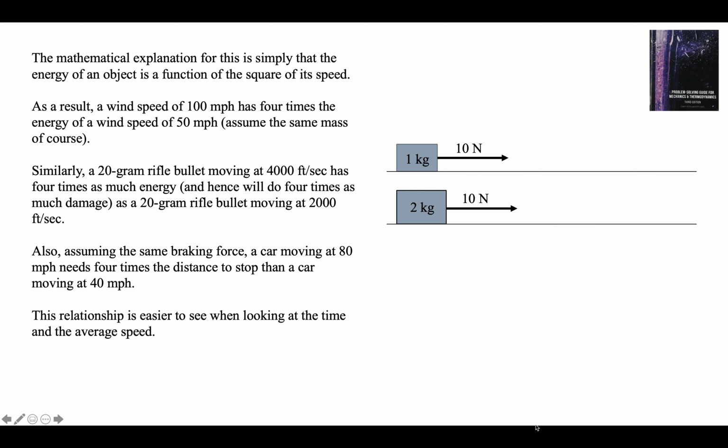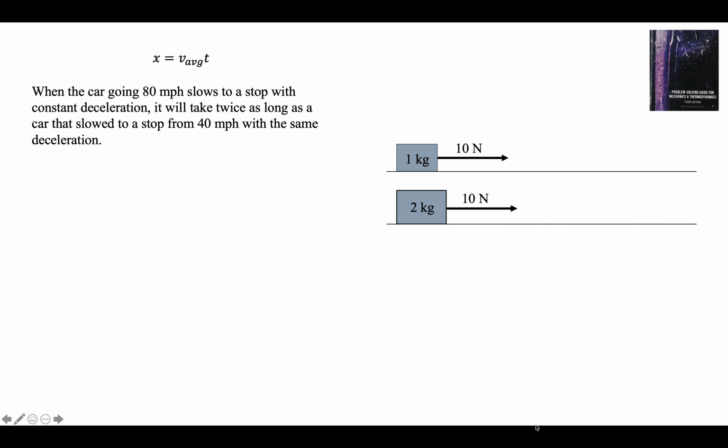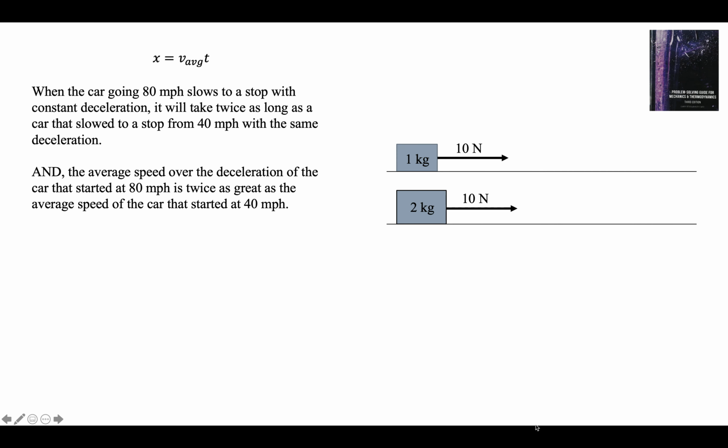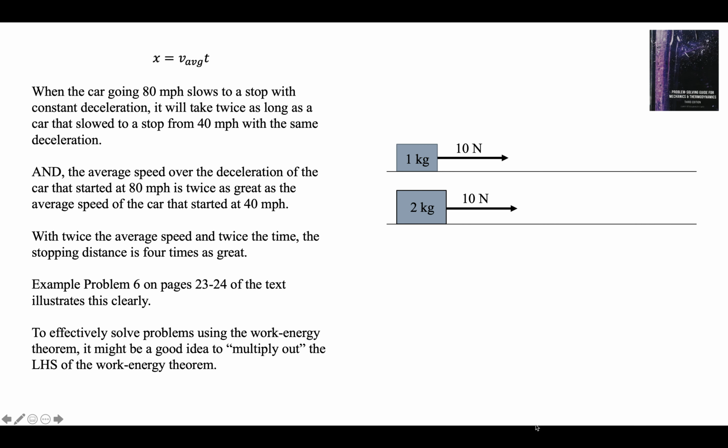And it's easy to see this relationship when looking at the average speed. The distance equals average speed times time. It's an equation you knew before you took this course. X equals v average t. The car going from 80 to 0 will take twice as long to stop as the car going 40 to 0, so the time is twice as great. And the average speed, 80 to 0, is twice as great as the average speed from 40 to 0. So we have twice the time to stop, twice the average speed. Stopping distance is 4 times as great. Example problem 6 on pages 23 and 24 of the text shows this clearly.